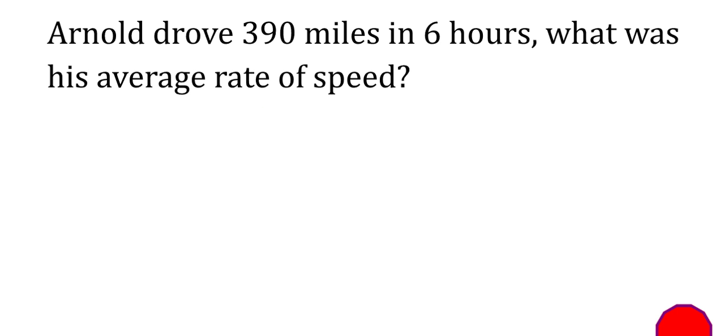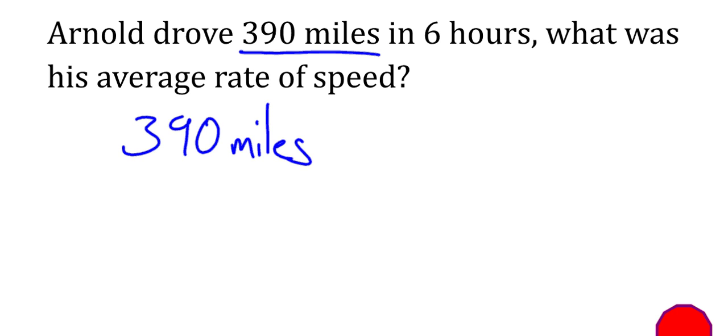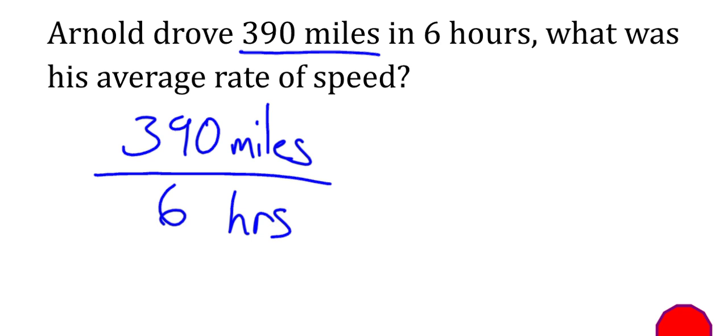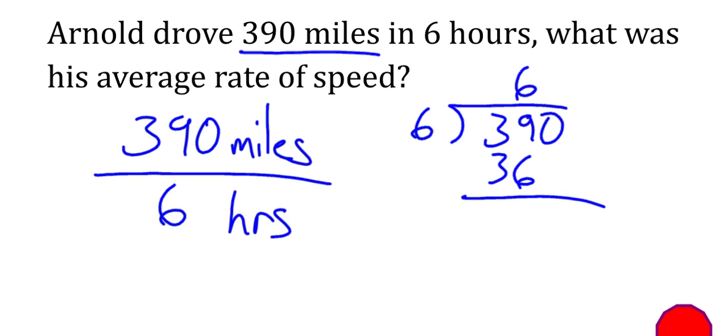Let's get started. So if we're going 390 miles, speed, of course, is miles per hour. So miles divided by hours. So what's 390 divided by 6? If you didn't solve it in your head, let's do it over here. 6 goes into 39 6 times. That's a 36. 6 times 6, 36. Gives us a 3. 6 goes into 30 5 times. So 65 miles per hour.